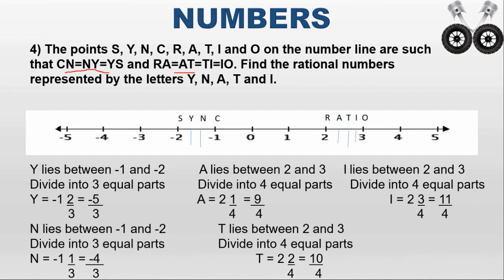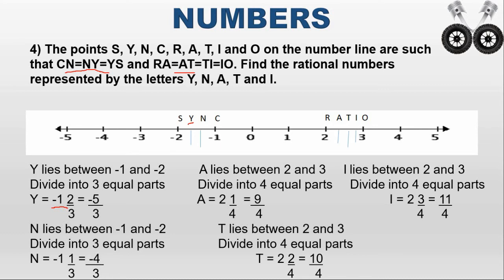So first you can write the value for y. Where the y lies, it lies in between -1 and -2. How many parts is it divided into? It is divided into 3 equal parts. Now you can write it as a mixed fraction. For that, first you have to write the whole part. The number which lies nearer to 0 is -1. So the whole part is -1.